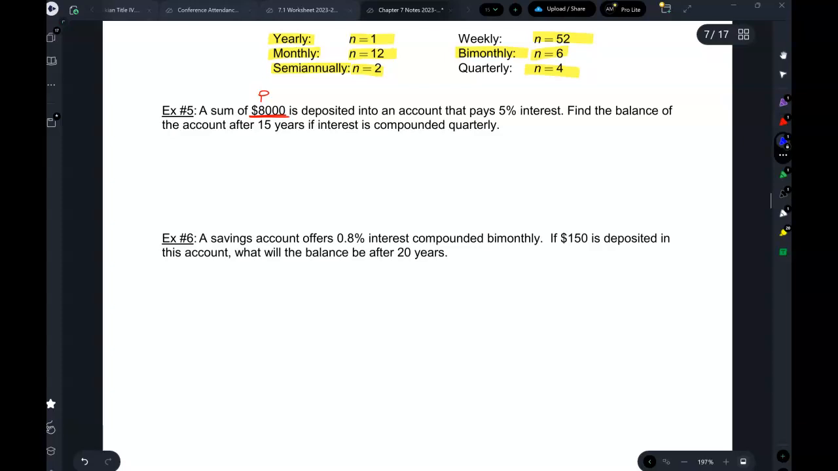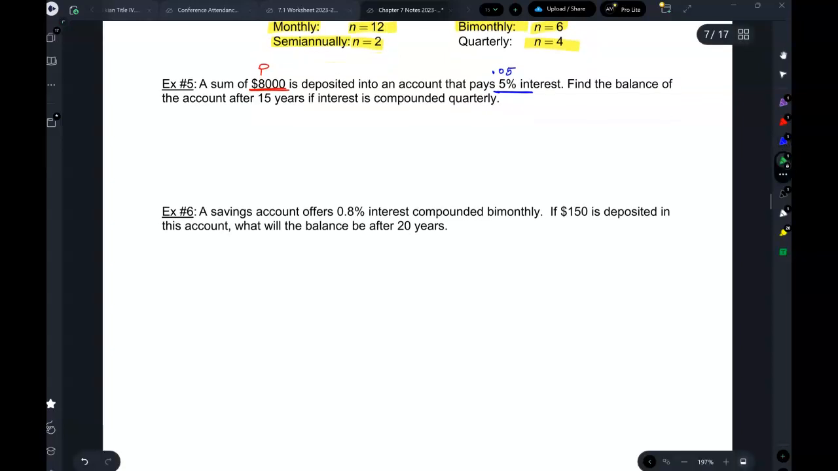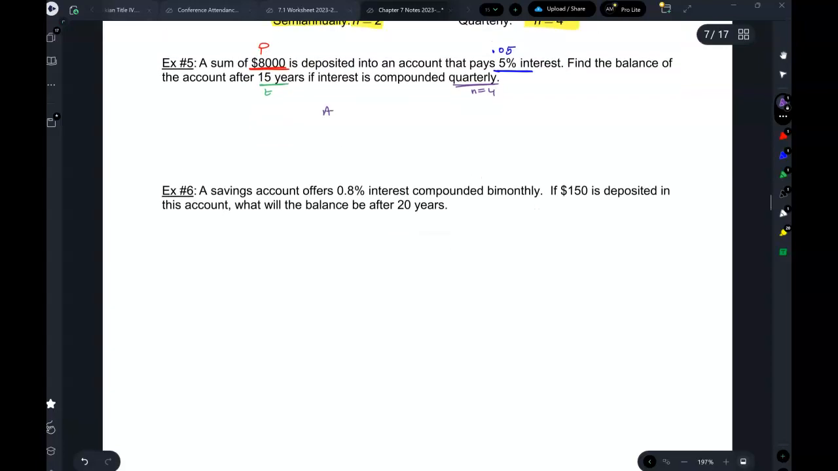Now, it says it pays 5% interest. Now that 5%, you have to convert it to a decimal. And remember how we do that is you bring the decimal point over to the left 2 times. So this will be 0.05. We want to find the balance after 15 years. So that's my time. And if it's compounded quarterly, that means N is equal to 4. All right? Okay. So A is equal to P times (1 plus R over N) to the power of NT.